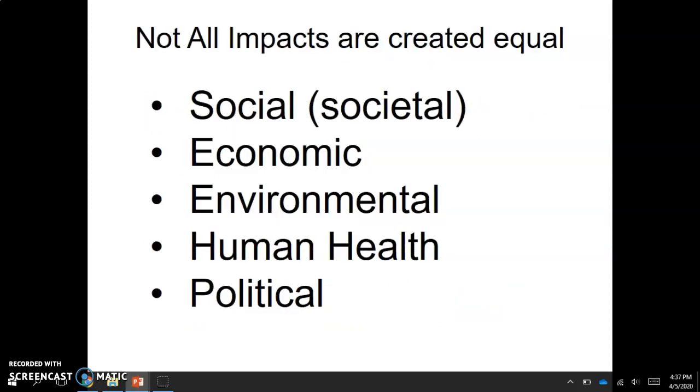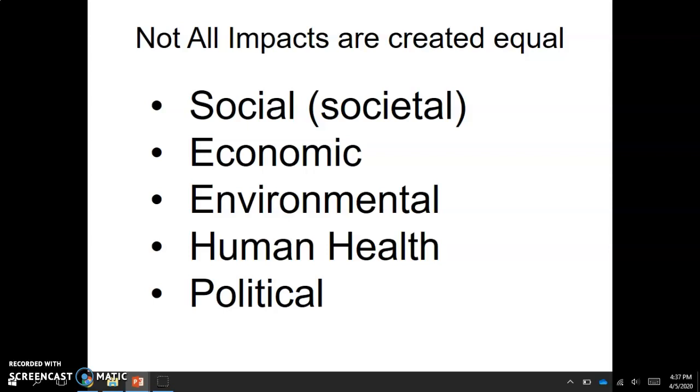Make sure you understand the differences between these. So what is a social impact? If it's a social impact, we're talking about how culture is affected, how social norms are affected, or how they impact the environment. Economic is going to deal with money, jobs, people. Environmental is all about the environment. We don't mention humans if it's an environmental issue, okay?